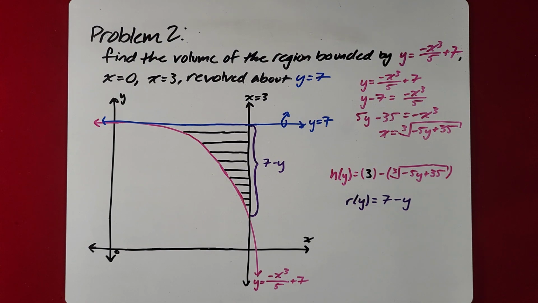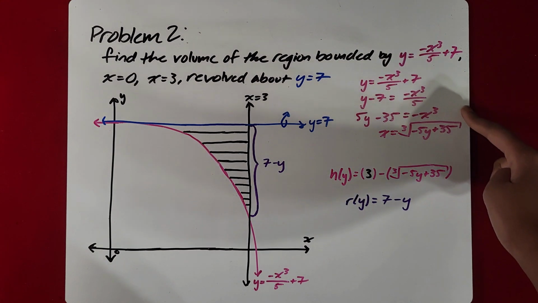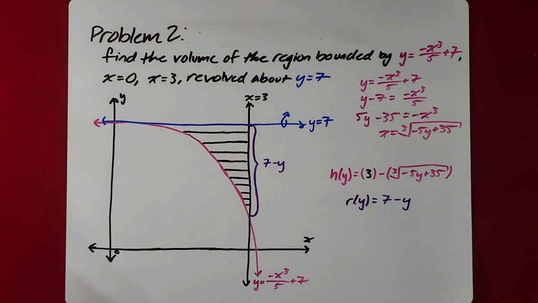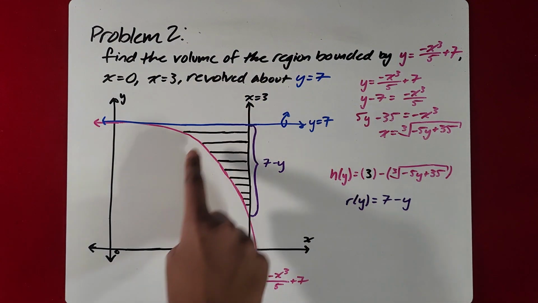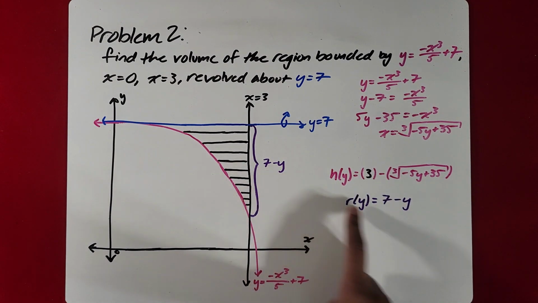Before we solve for bounds, we need to find the equation of x in terms of y. We can do that by solving for x through isolation. We will get an equation of x equals the cube root of negative 5y plus 35. From there, we can get h of y by subtracting the right and left functions, and we get r of y by subtracting y equals 7 and y.